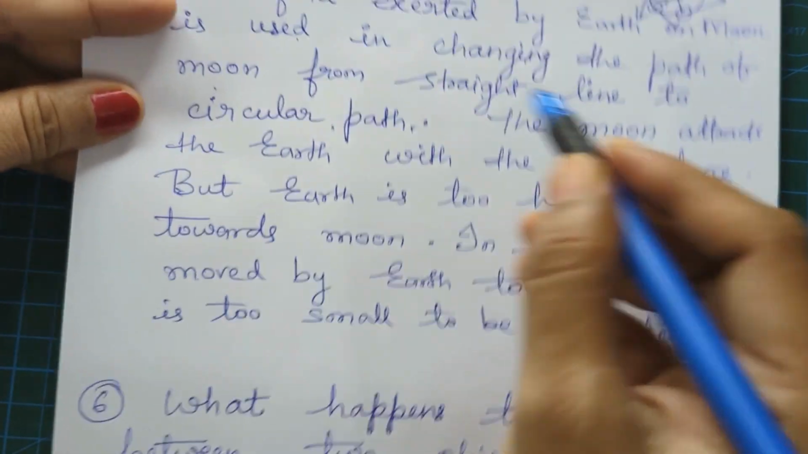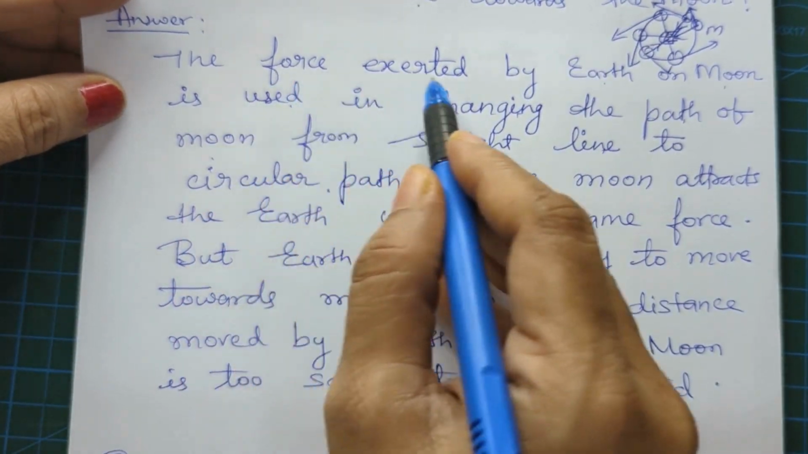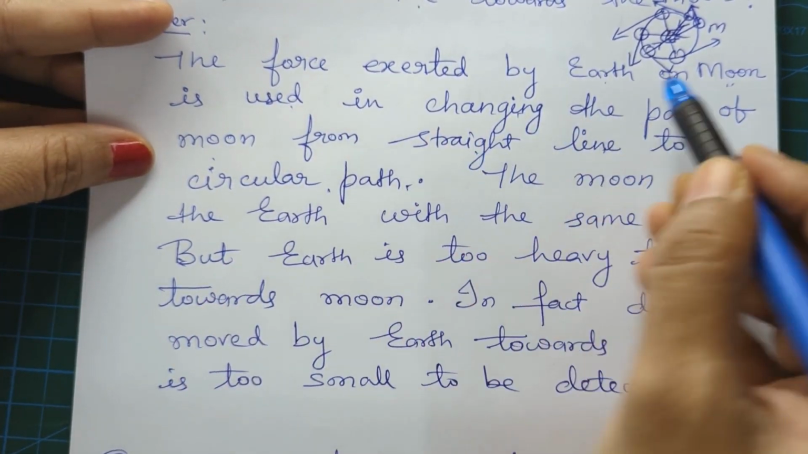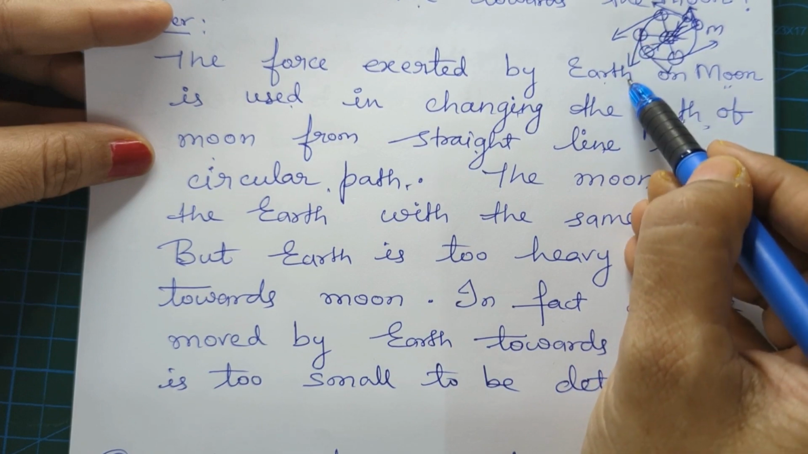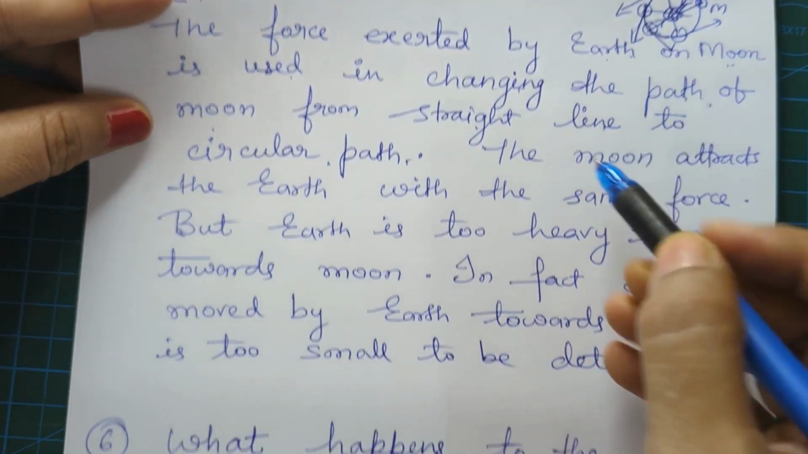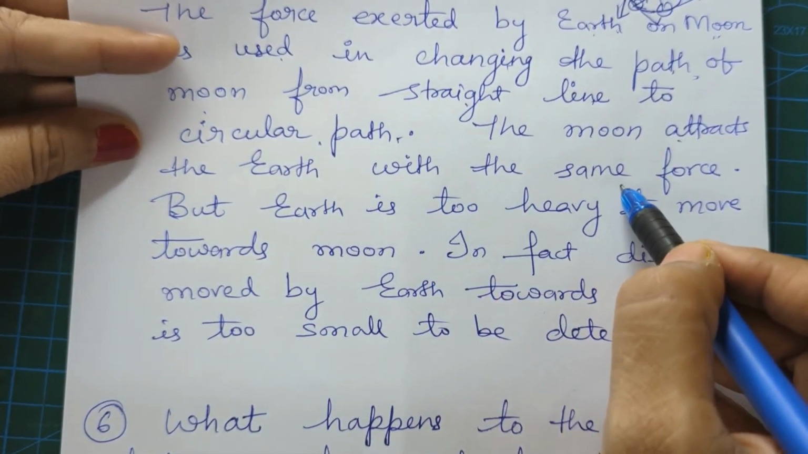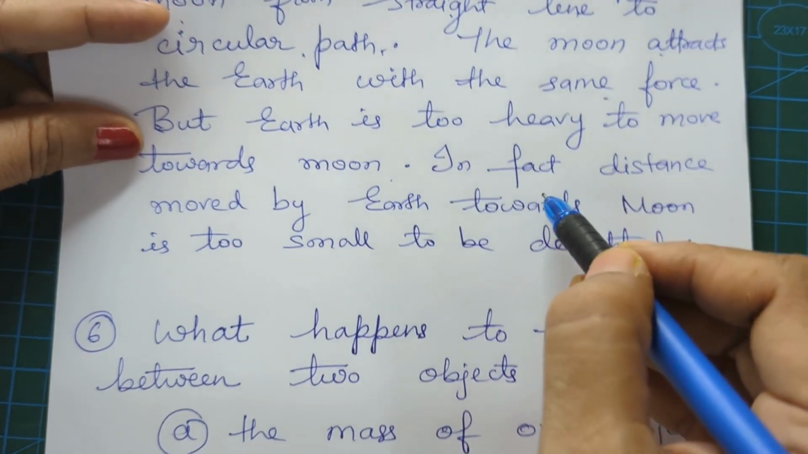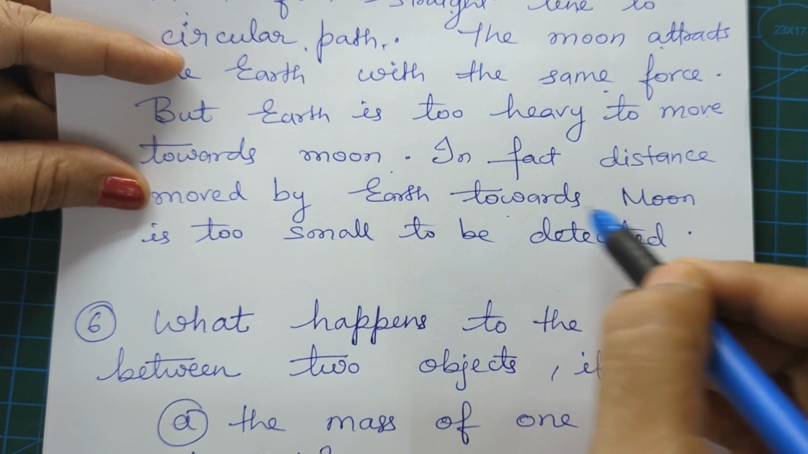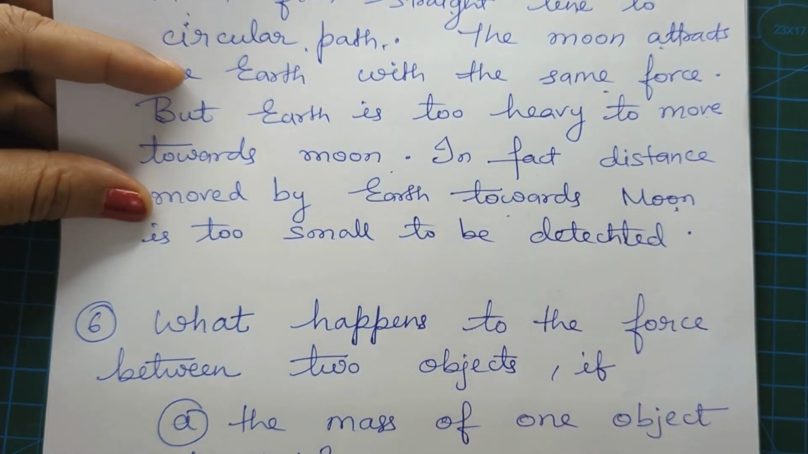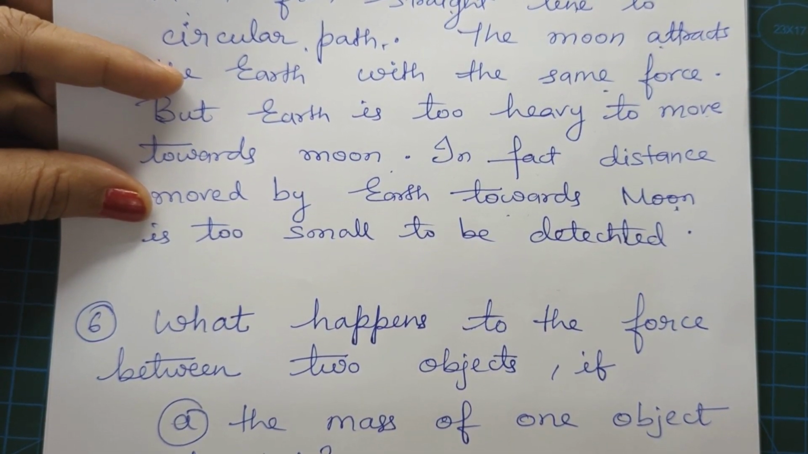So here I have written that the force exerted by earth on moon is used to change the path of moon from straight line. So every time the moon wants to go in straight line, but its path is changed slowly and slowly into circular path. The moon attracts the earth with same force, but earth is too heavy to move towards moon. In fact, distance moved by earth towards moon is too small to be detected. It is so small that its movement is not observed.